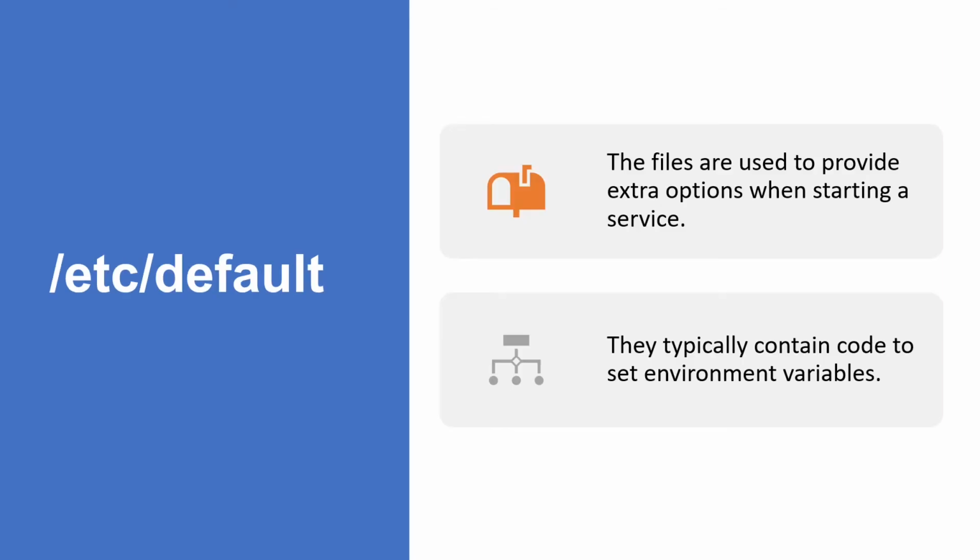Okay, /etc/default. The /etc/default directory on the Ubuntu system is used similarly to Red Hat's /etc/sysconfig, right? The files are used to provide extra options when starting a service. They typically contain code to set environment variables. For example, the file /etc/default/useradd sets the defaults that are used when new user accounts are being created. All significant Linux distributions, including Red Hat-based ones, now have /etc/default, even if they still have /etc/sysconfig.